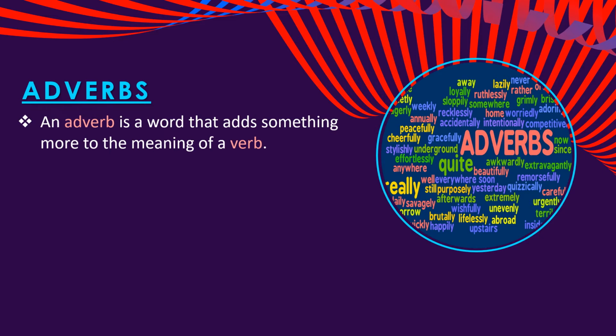For example, he dances nicely. That means this word nicely explains how that person dances. So, nicely is trying to focus more on the verb dances. So, an adverb is a word that adds something more to the meaning of a verb.